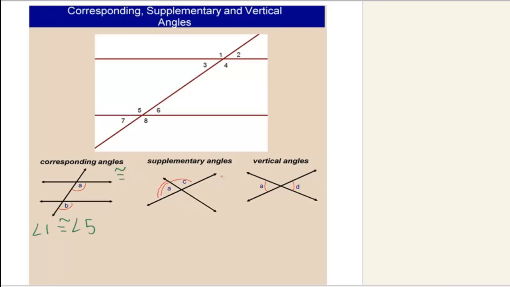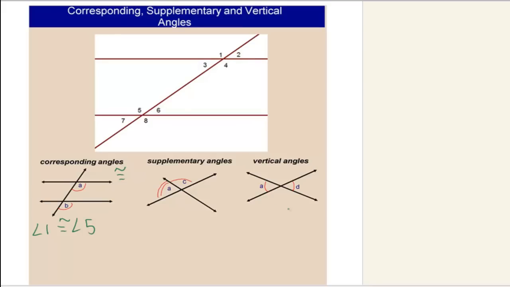So if we look up in our diagram, angle 3 and angle 2 are vertical angles. Therefore, they're congruent to each other. Angle 1 and angle 4 are vertical angles. Therefore, they are congruent to each other as well. Do you see vertical angles in the second parallel line?